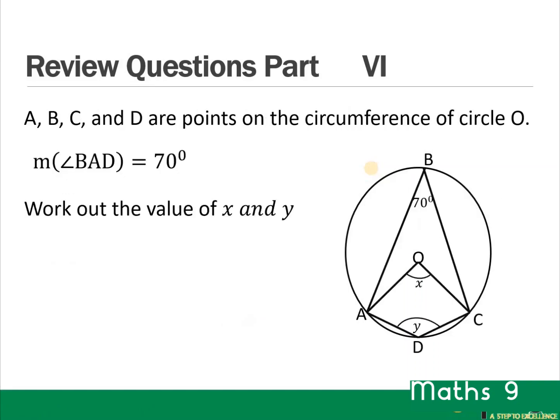Part 6. A, B, C and D are points on the circumference of circle O. The measure of angle BAD is 70 degrees. Work out the value of x and y. Pause the video whilst you work it out. Here's the answer. x is 140 and y is 110.